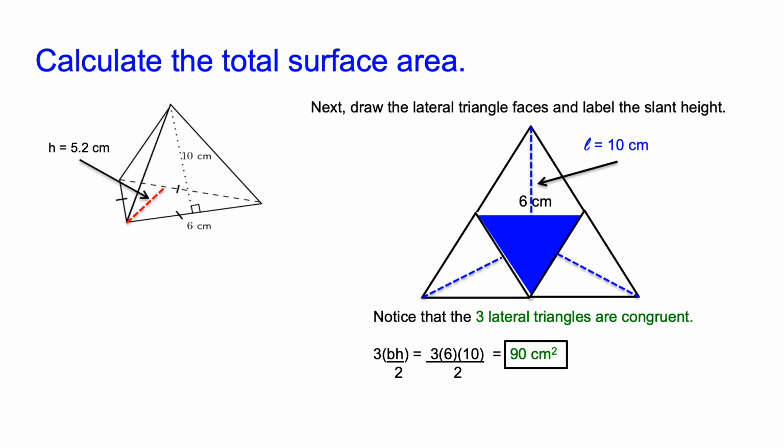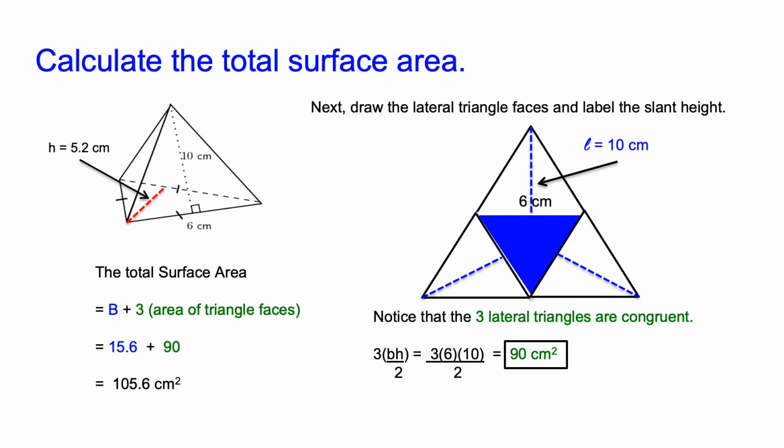Next, we can calculate the total surface area by combining the two values, the area of the base plus the area of the lateral faces. The area of the base, which we found earlier, was 15.6, plus the area of the triangles, the lateral faces, which we found to be 90. So the total surface area is 105.6 centimeters squared.